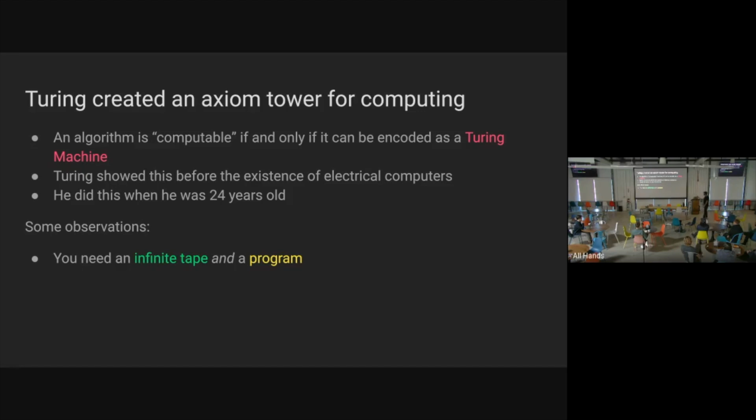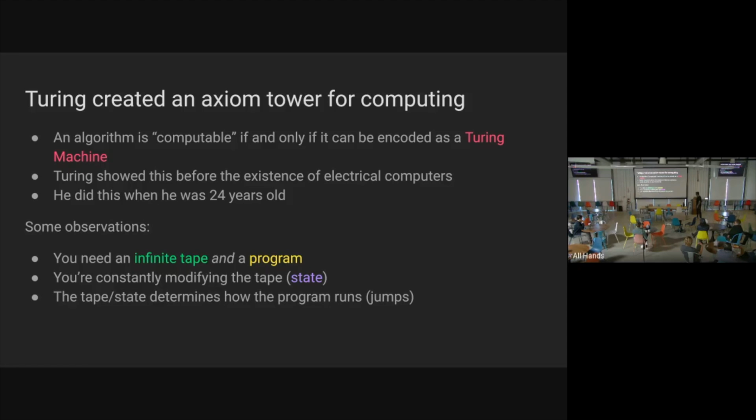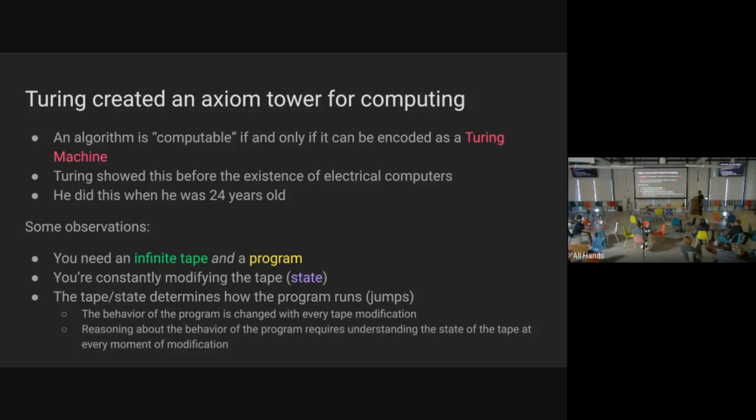You need an infinite tape, and you need a program, which is a sequence of instructions to follow. And you're constantly modifying the tape. So you can think of the tape as sort of like the state of your program. And every instruction that you execute that modifies the tape is, in theory, modifying the way that the program unfolds itself, right? And the behavior of the program has changed with every single tape modification, and so therefore reasoning about the behavior of the program requires understanding the state of the tape at every moment of modification.